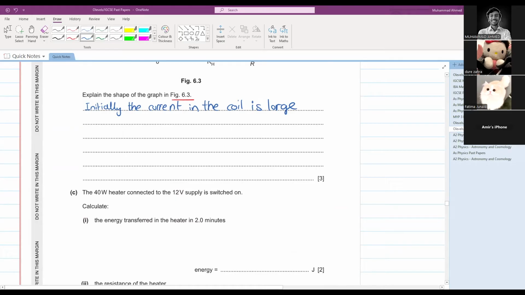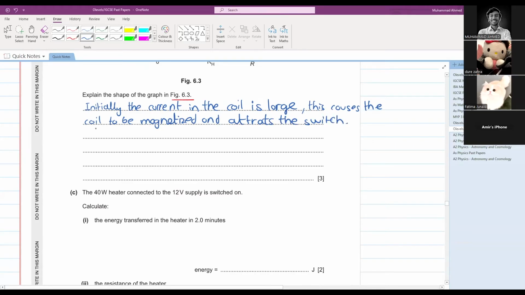Now, if the current in the coil is large, what will happen? This causes the coil to be magnetized and attracts the switch.